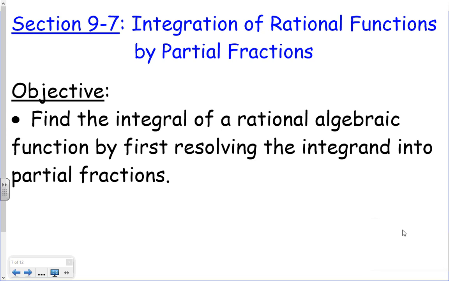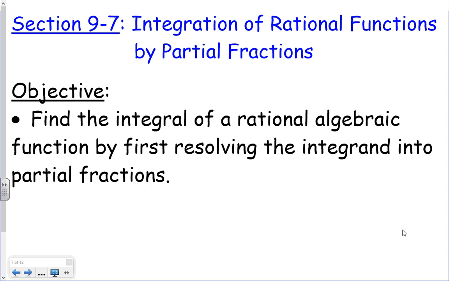All right, section 9-7 is on integration of rational functions by partial fractions. The objective of this section is to find the integral of a rational algebraic function by first resolving the integrand into partial fractions. In the first half of this section, we saw how to do that.